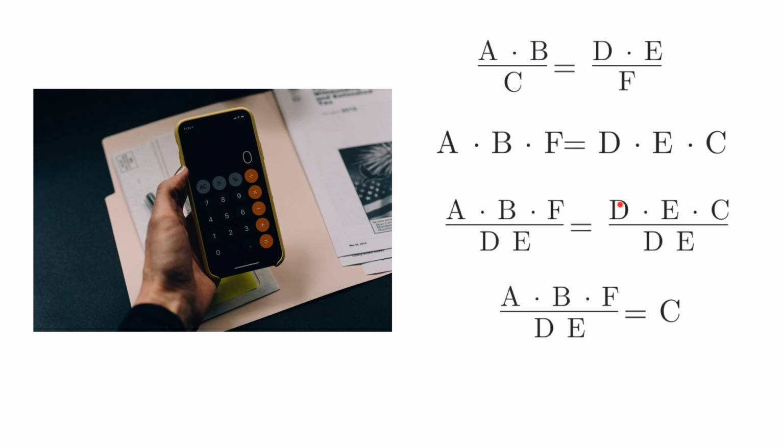And by doing that, d and e cancel out on this side. Therefore, c is equal to a times b times f divided by d times e, or de. You could also go ahead and flip that around to say that c is equal to a times b times f divided by de.